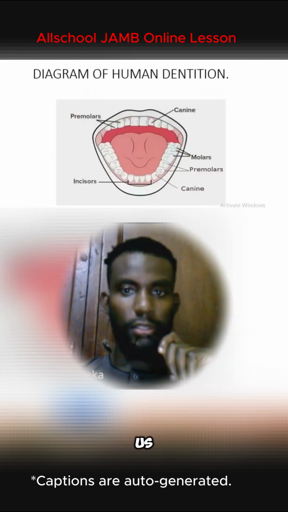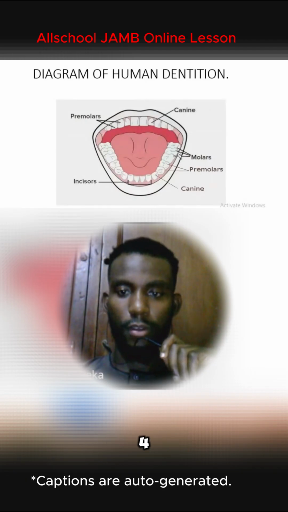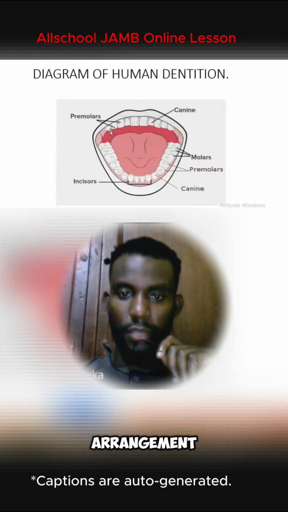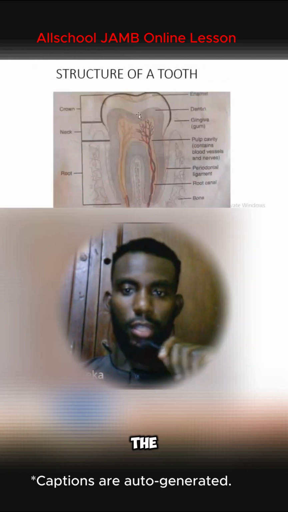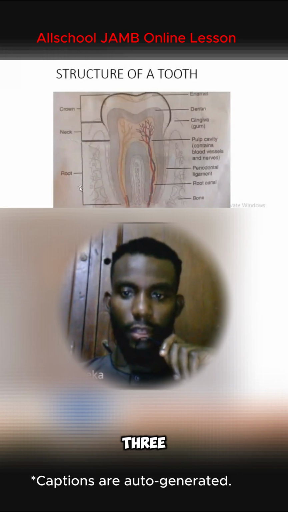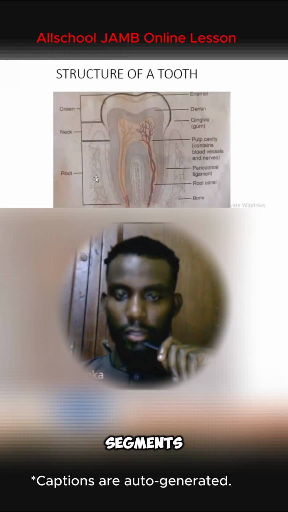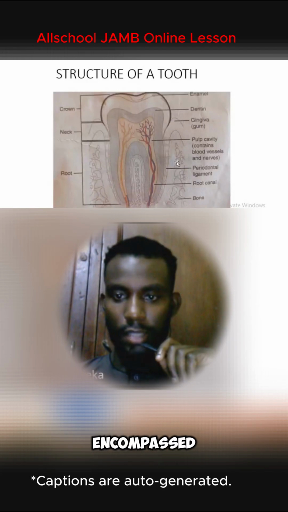I also showed us a diagram of human dentition that shows you the four types of teeth, and also shows you what dentition talks about, which is the arrangement of these teeth in our mouth. And I showed you a typical structure of a tooth, where I told you that a tooth is divided into three segments: the crown, the neck, and the root. And these are the parts that are all encompassed in this.